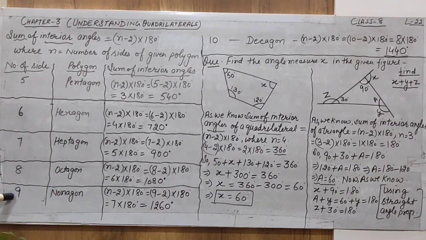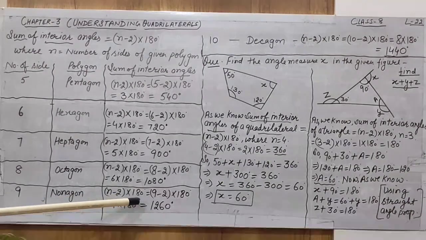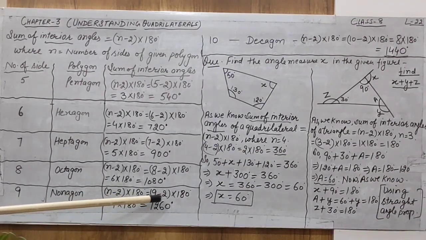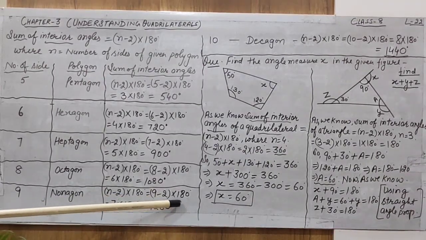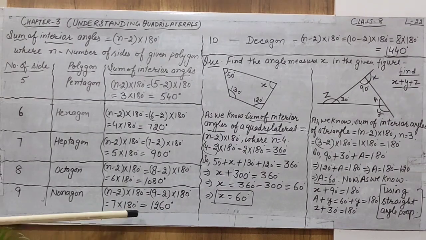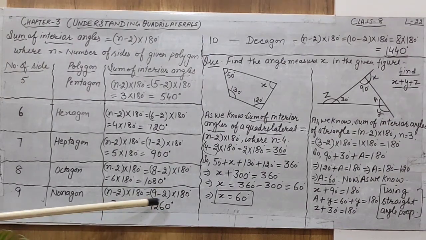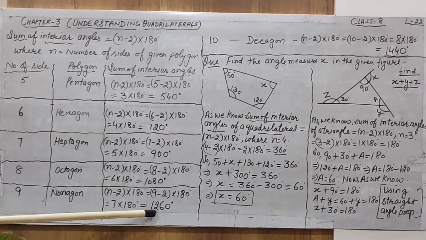Next, how many sides are there now? 9 sides, and the name is nonagon. Alright, the name of the polygon is nonagon with 9 sides, and the sum of 9 angles is (n minus 2) multiplied with 180 degrees. 9 minus 2 multiplied with 180 degrees is equal to 7 multiplied with 180 degrees. 9 minus 2 is 7, right? So we get 1260 degrees as the sum of the 9 angles of a nonagon.